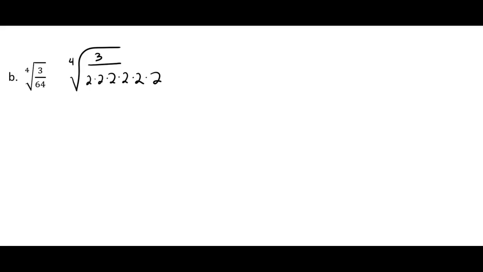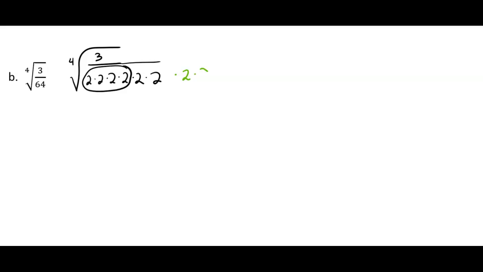Okay, so here's another one. So I have 64. Now, if I break 64 down into its primes, it's a bunch of twos. So let me write it this way. The fourth root of 3 over, and then 64 is 2 times 2 times 2 times 2, there's 6 of them. 1, 2, 3, 4, 5, 6. Or you could put 2 to the 6. But the point is, I've got to have groups of 4. So I have one group of 4. Okay, that's great. But I'm going to need 2 more 2s.